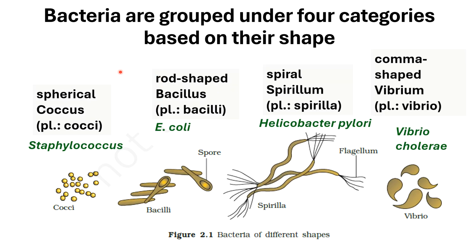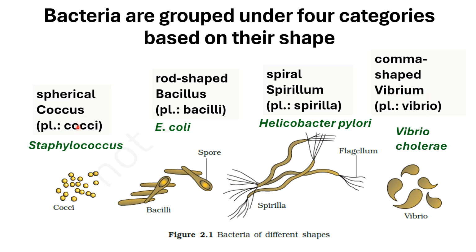Now, these bacteria can have 4 different types of shapes. Number 1 is spherical shape, which is called coccus. Second is rod shaped, which is known as bacillus. And third is spiral shaped, which is called spirillum. Fourth is comma shaped, which is known as vibrio. Okay. Now, in plural, coccus is cocci, bacillus is bacilli, spirillum is spirilla, and vibrio is vibrios.